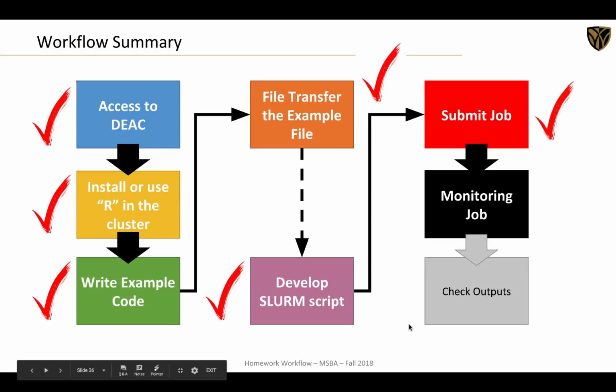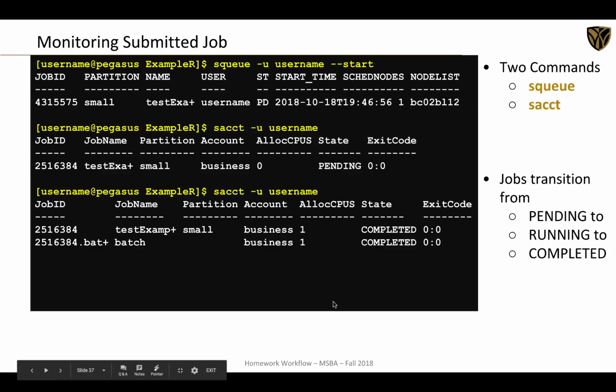When a job has successfully been submitted, it can then be monitored. From the session where the job was submitted, two commands can be used to look at your job's progress. The first is the SQ command, which shows all the jobs running or waiting to run on the DEAC cluster. To look specifically at your job submissions, type squeue, which is SQ, -u, and then your username.